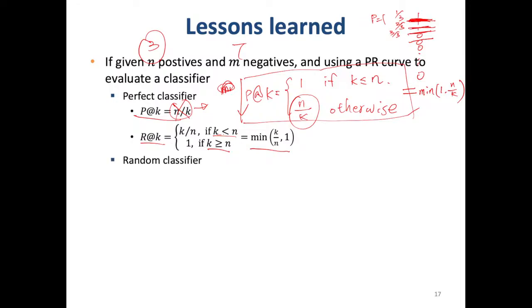How about a random classifier? The expected value of precision at k is this much. This is the expected value. How about recall? Recall essentially goes from 0 to 1, and it's a straight line. So its expected value should be k divided by n plus m.